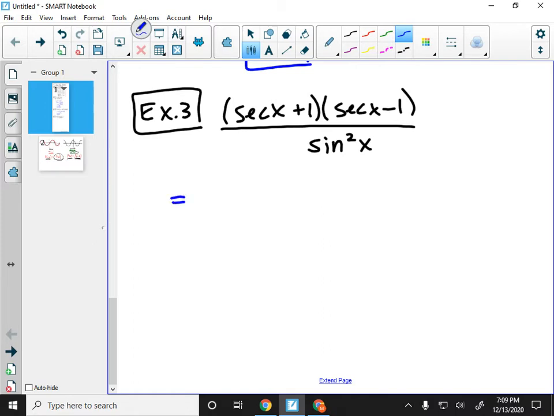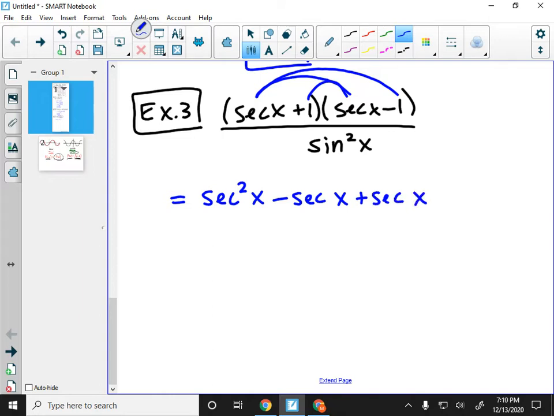So if I FOIL this out, that would be taking a secant times a secant, and that'll give me secant squared. This is going to give me a minus secant of x. This is going to give me a plus secant of x, and that's going to give me a minus 1. All of this is still over sine squared. And here's what's nice about that. A negative secant plus secant, those cancel. So I'm left with a secant squared of x minus 1.